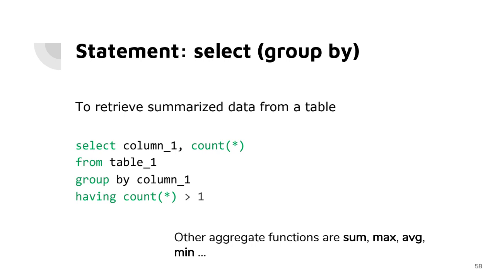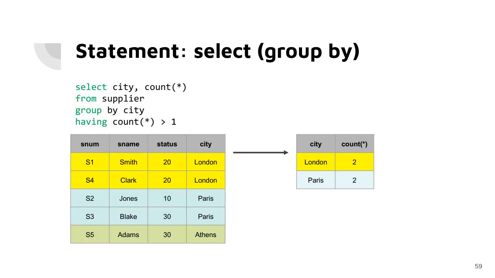And with grouping, I have an illustration. Like here I select city, count star from supplier. I group by city, and I have count bigger than 1. And so this is the result. What does this mean? Why does it say London 2 and Paris 2? I'll let you think about it. Yeah, two rows that contain London, and two rows that contain Paris. The last one is one, so it doesn't fit the count.